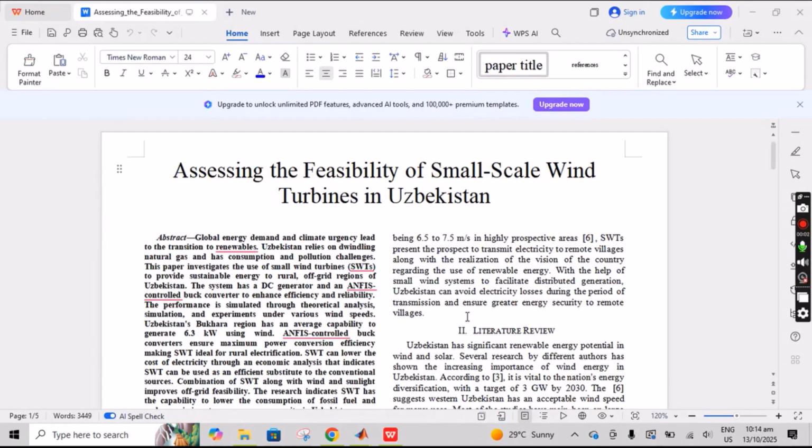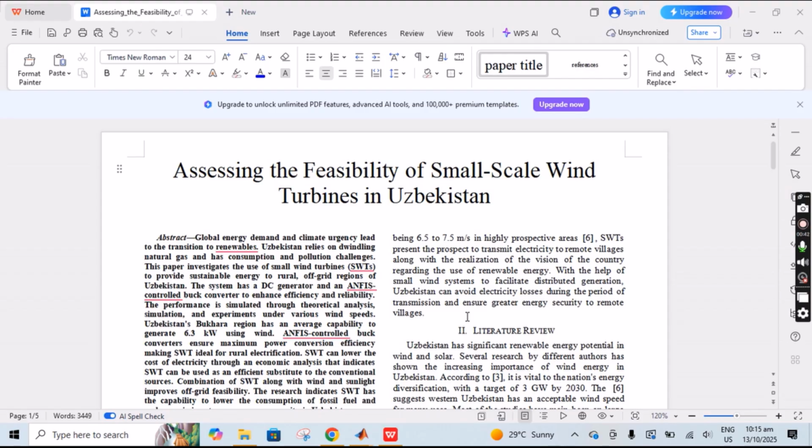To the feasibility of small scale wind turbines in Uzbekistan. Basically, this project is research based for the generation of energy demand in Uzbekistan. So that's why we have developed this. The global energy demand and climate urgency lead to a transition to renewable energies. Uzbekistan also needs to shift its energy patterns from fuel to renewable energies.